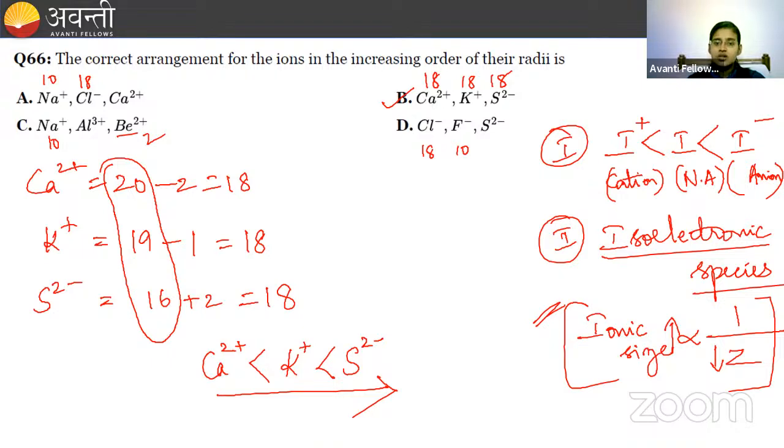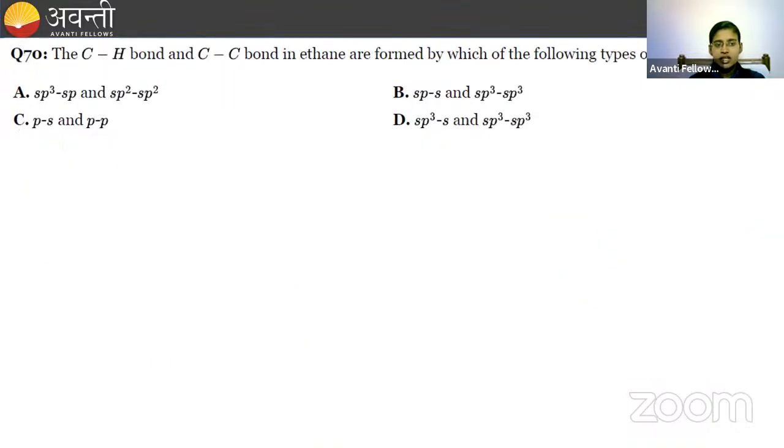Okay, so let me go for the next question, number 70. The carbon-hydrogen bond and carbon-carbon bond in ethane are formed by which of the following types of overlap? Let me draw the ethane molecule first. The formula for ethane is C2H6. So we have 2 carbons and 6 hydrogens.